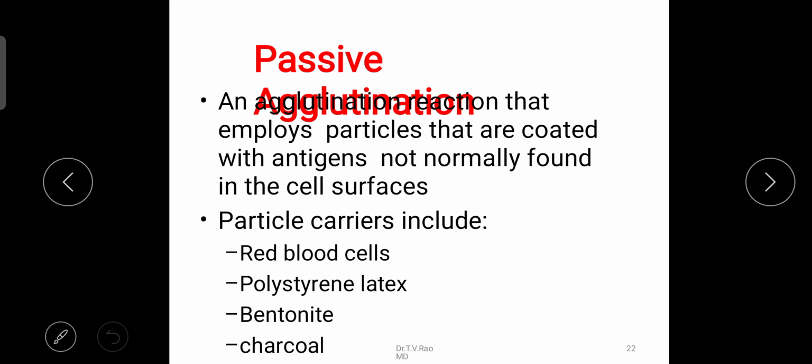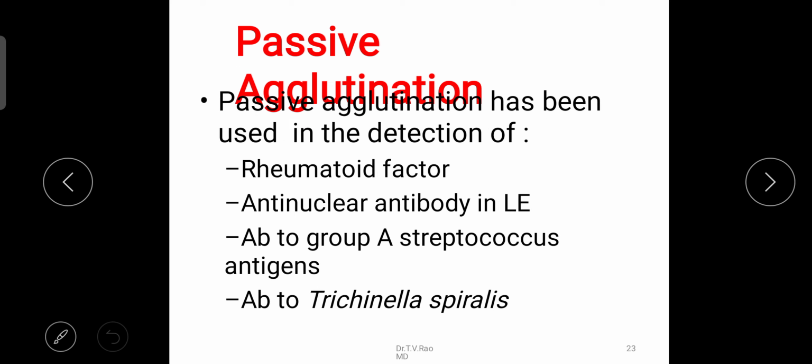Next one is passive agglutination, an agglutination reaction that employs particles coated with an antigen not normally found on the cell surface. The particle carriers include RBCs, polyester latex, bentonite and charcoal. Passive agglutination has been used in the detection of rheumatoid factor, which you have already studied is an autoimmune disorder, anti-nuclear antibody in leukemias, antibody to group A Staphylococcus antigen, and antibody to Trichinella spiralis.